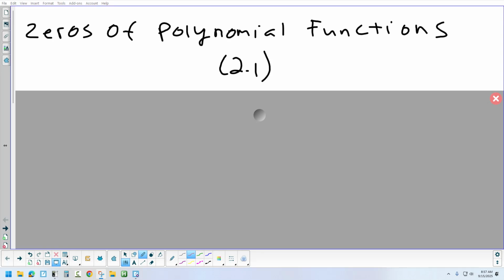We are going to start off by looking at section 2.1. So 2.1 is on zeros of polynomial functions. So we'll talk about what are polynomials, and also what does it mean to have a zero.